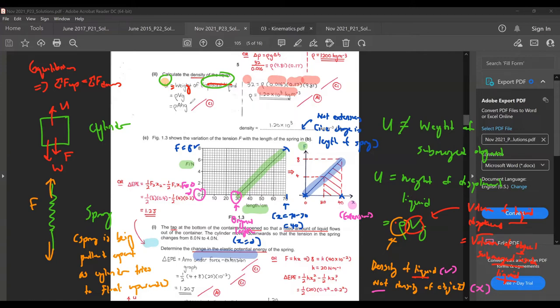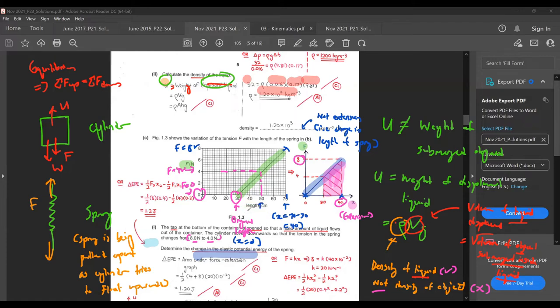All right. So for the change in elastic potential energy of the spring, you want to find the change in EPE from the 8 Newton value to the 4 Newton value. So it means that from your graph, you want to find this section here, where we know that 8 Newton corresponds to 40 centimeter extension, whereas a force of 4 Newton corresponds to an extension of, say, x.